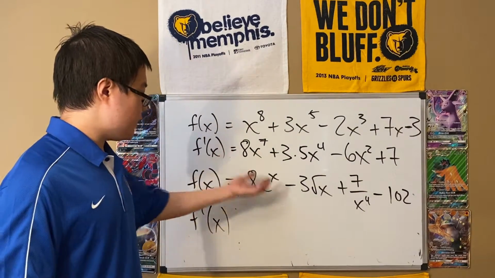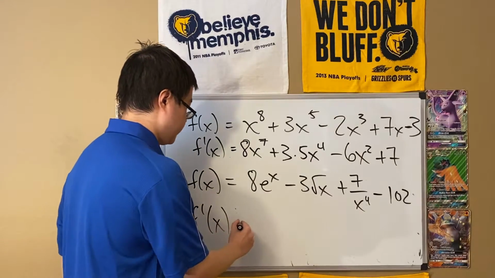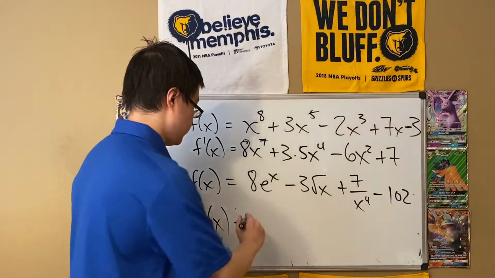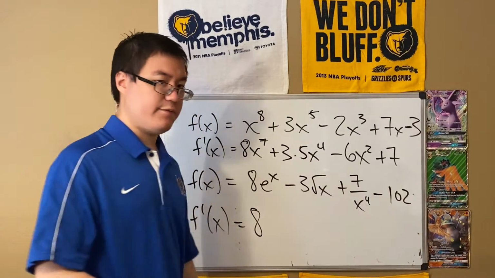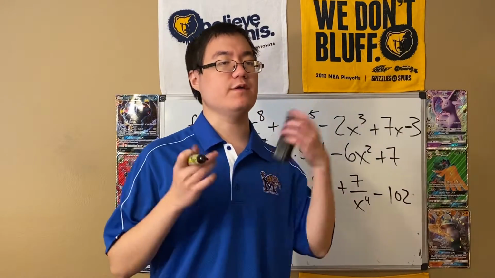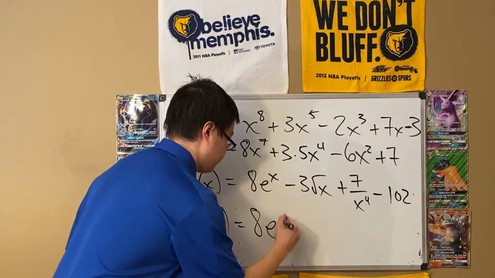So again, you have a function times a constant. So to take the derivative, all you do is you write the constant and then write the derivative of the function. So it's going to be 8. And then what's the derivative of e to the x? Well, e to the x is the best function in the world. Its derivative is itself. So it's just e to the x.